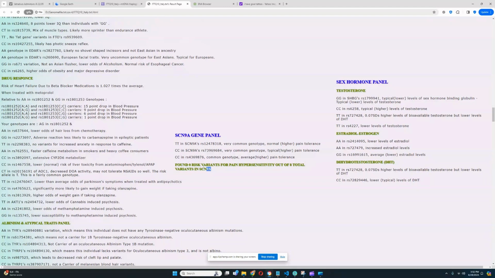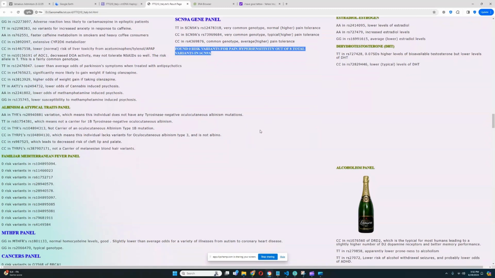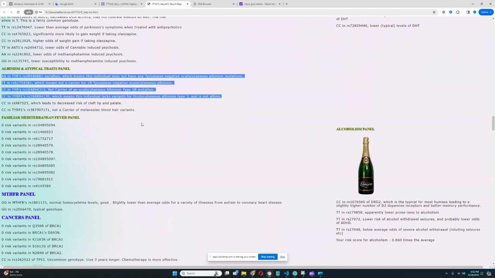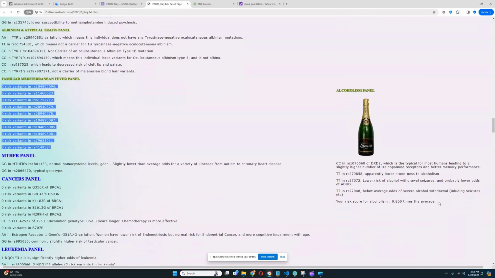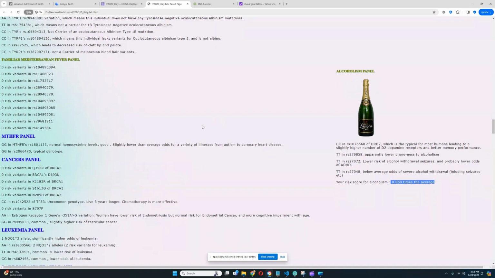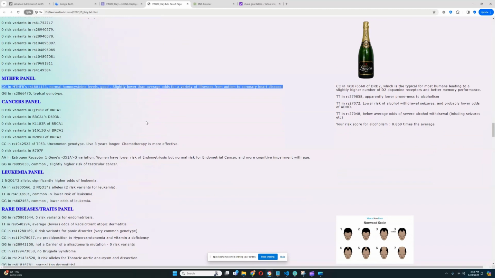He's got no risk variants for pain hypersensitivity out of 8 total. Really good to see. Let's see what else. He is not albino. He doesn't carry any variants for albinism. He also does not carry any variants for familial Mediterranean fever. He has below average odds for alcoholism. Very cool. So he's not predisposed to being an alcoholic. He's got genotype for normal homocysteine levels in MTHFR, so homocysteine panel is probably going to look good. I cannot say that about the HLA gene panel. HLA gene panel is probably going to look very horrible based on what I've seen so far.